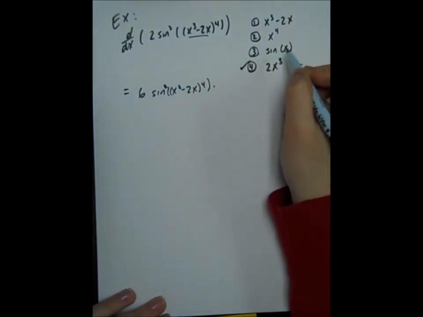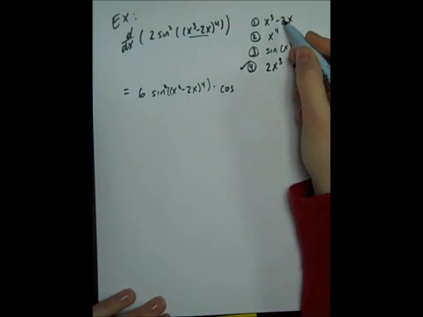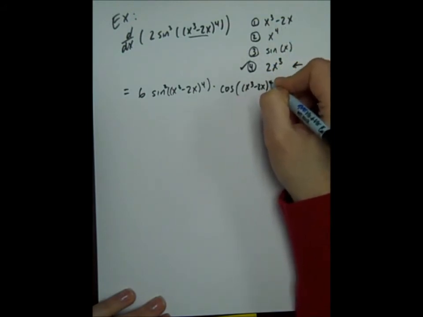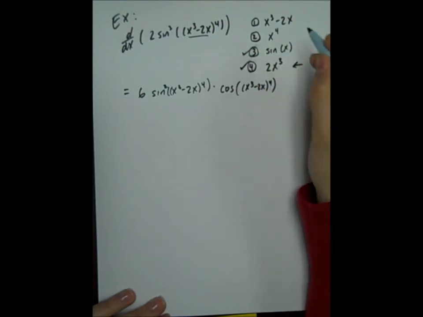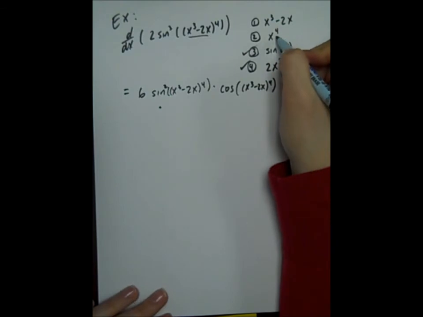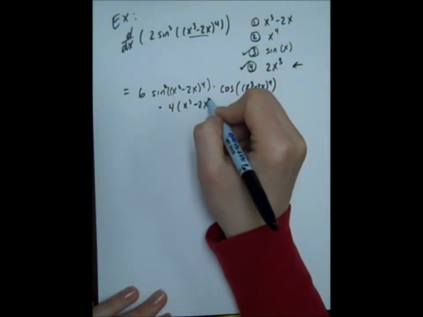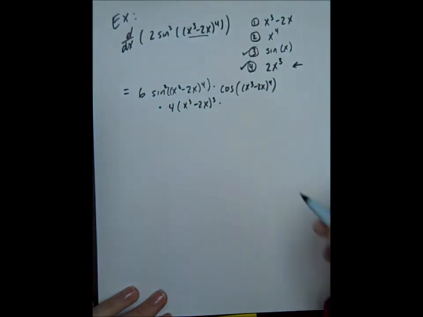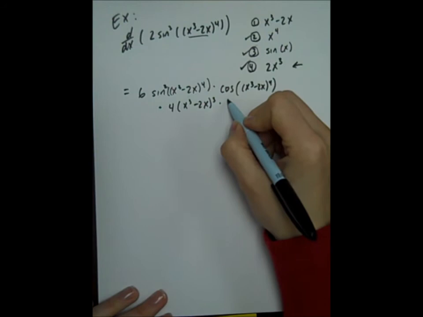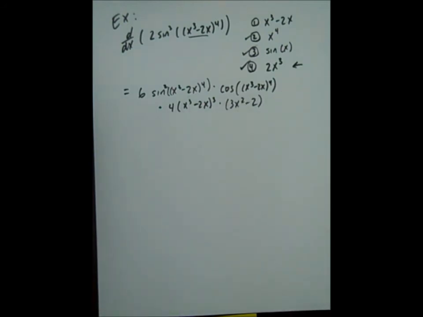Next, what's the derivative of sine? That's cosine. But I don't write an x, I write everything that was above it. So that's x cubed minus 2x to the fourth. Next, the derivative of x to the fourth is 4x cubed, but I don't write an x. I write everything that was above it. And then lastly, the derivative of x cubed minus 2x, 3x squared minus 2. So there's my derivative.